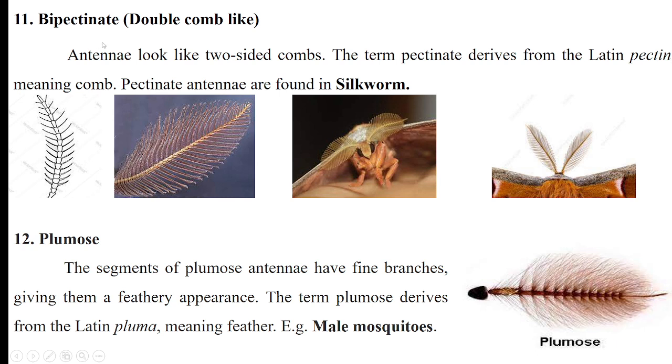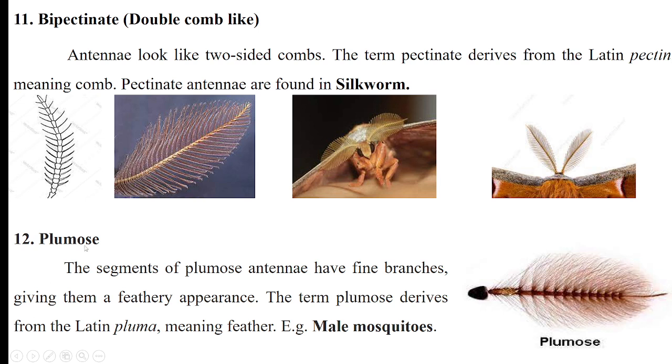Then coming to the bipectinate, it is called double comb-like. So this is like pectinate only, but here the projections are on both sides of the antennae. Hence, it looks double comb-like, and it is found in the silkworm moths.